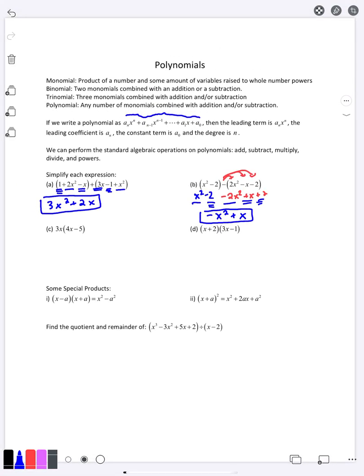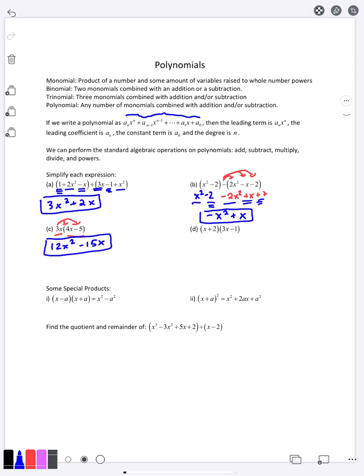Then we have multiplication examples here. For multiplication examples, I have a monomial times a binomial. To do that, we just use the distributive property. 3x times 4x is 12x squared. 3x times minus 5 is minus 15x. And there we go.